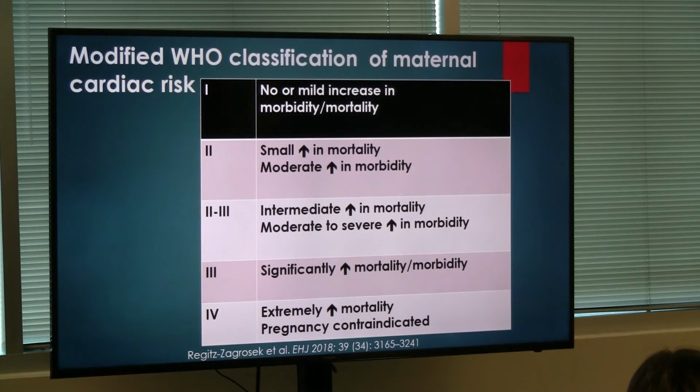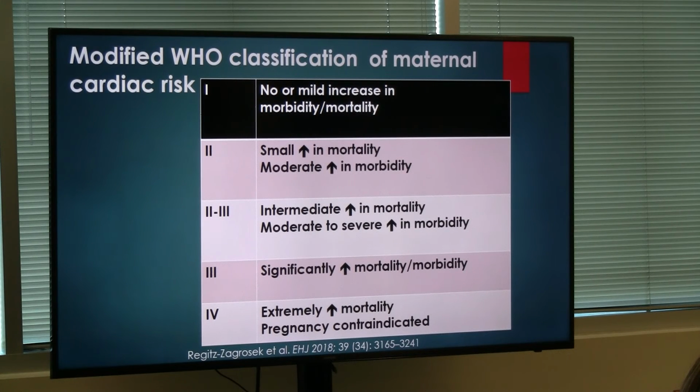So let's also talk about the modified WHO classification of maternal cardiac risk during pregnancy. This is the latest classification. These guidelines keep on getting revised every 2 or 3 years, but this classification enjoys the current nod from the majority of the societies. So, maternal risk can be classified into 5 categories. So, with WHO class 1, there is no or mild increase in morbidity and mortality when you are pregnant.